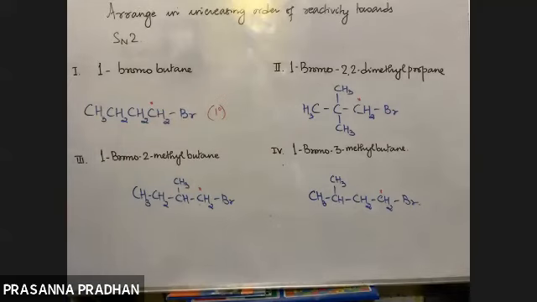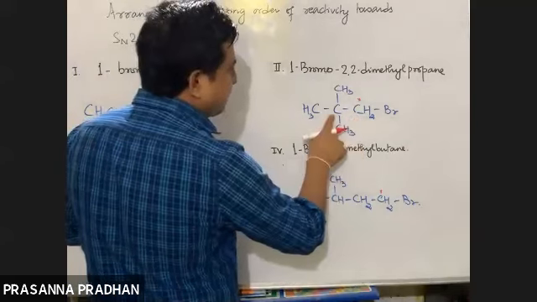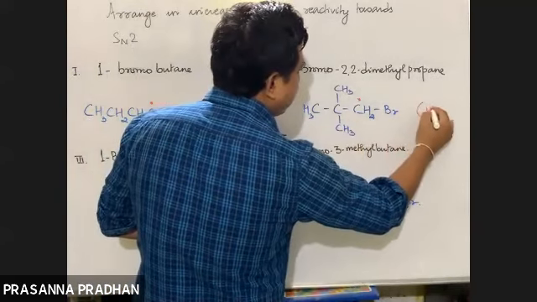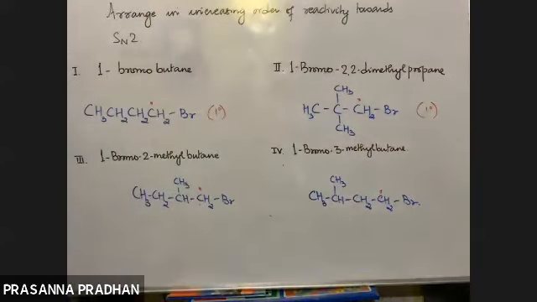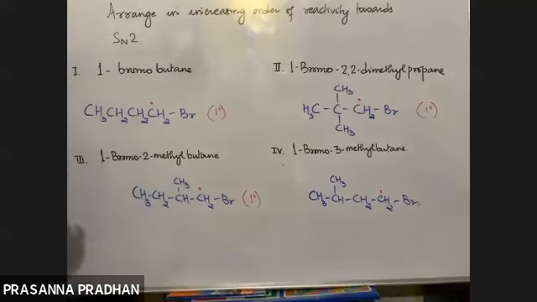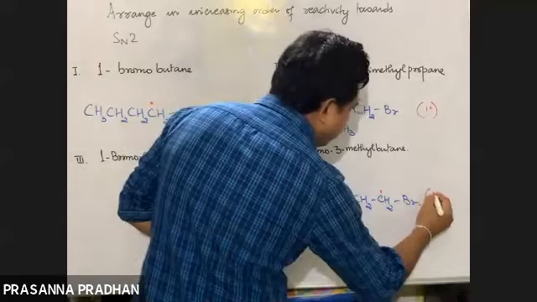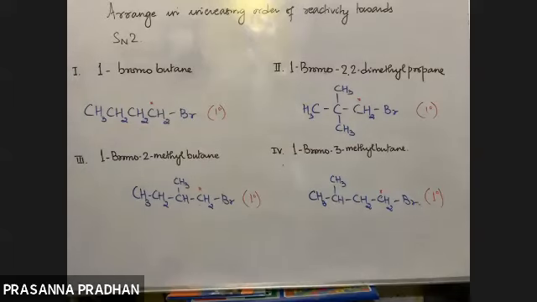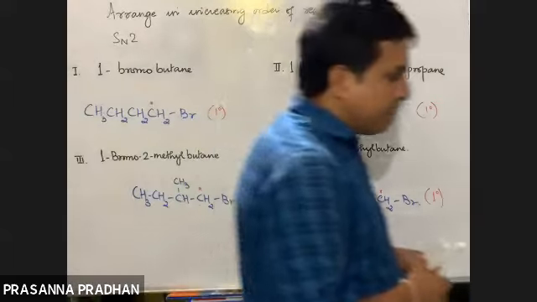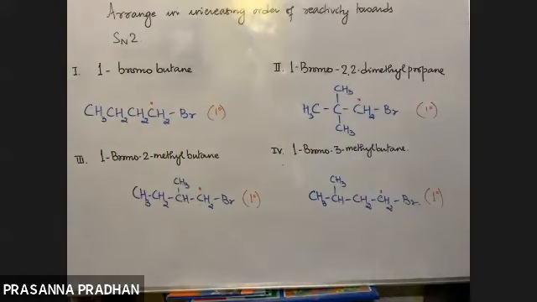1 degree. This carbon is bonded directly to only one carbon. What about the third one? 1 degree. What about the fourth one? The fourth one is also 1 degree. Now there is a problem. If you have 1 degree, 2 degree, 3 degree, the order of reactivity is very simple. But here, in all 4 cases, we have a 1 degree alkyl halide. So how are you going to discuss this?